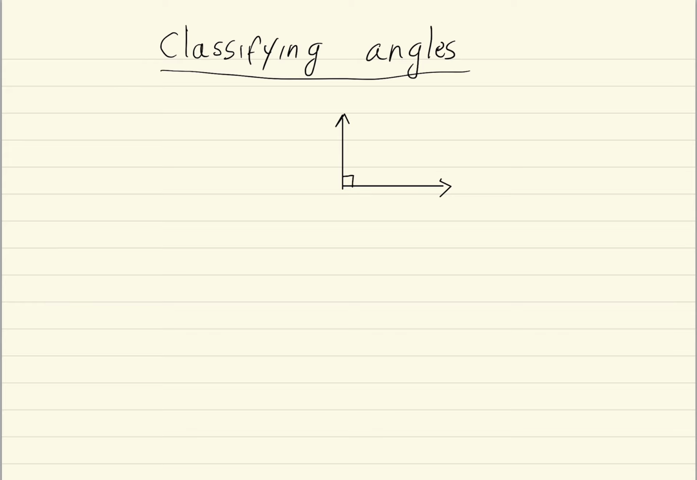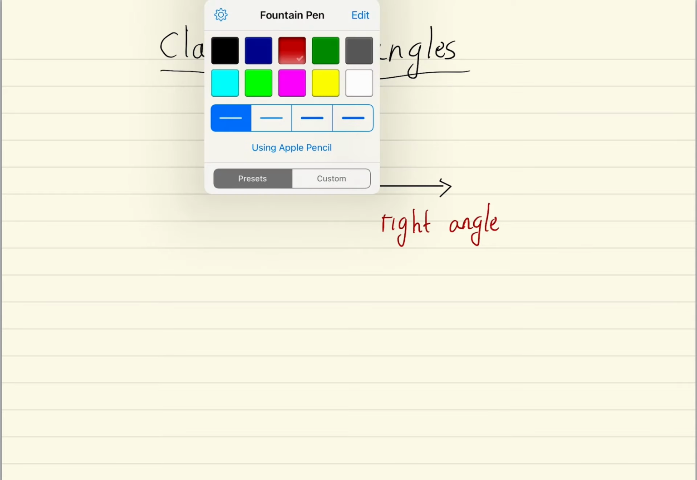So this is usually signified by a small box. It's usually in red, so I'm just going to put it in red. So this is what you call a right angle. So that's the most common type of classifying an angle.